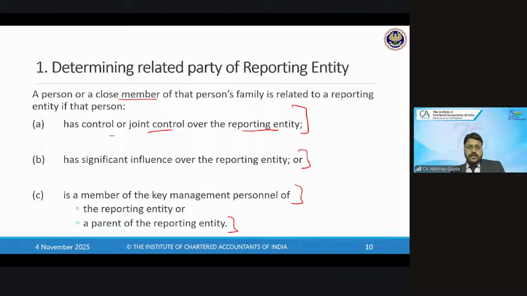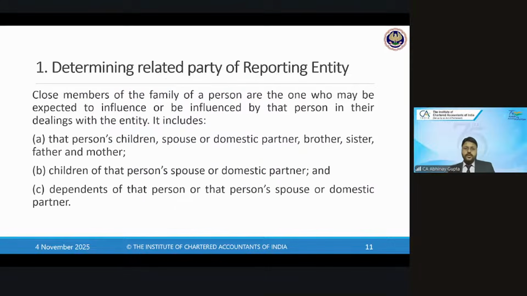But within this definition, there is one more phrase: a person or a close member of that person's family. So either Mr. X or a close member of Mr. X's family. Now, who are those close members? Close members of the family of a person are those who may be expected to influence, or be influenced by, that person in their dealings with the entity. It includes Mr. X's children, Mr. X's wife, that is Mrs. X.